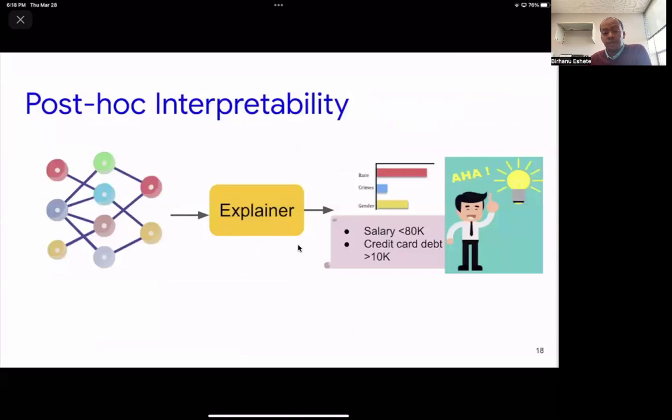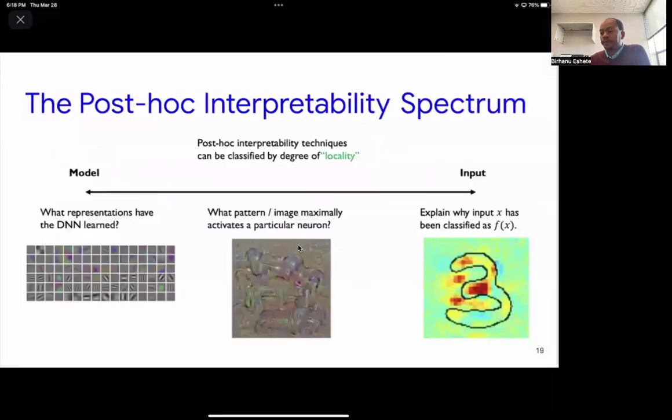With post-hoc interpretability, as we said, we have some black box model, and we have to produce some explainer, which could also be a model in itself, like a surrogate model. And we produce explanations like this one or like this one. The person looking at this would say, okay, now I understand why we are getting this kind of output. The post-hoc interpretability approach has a range of possibilities, so we call it the post-hoc interpretability spectrum.